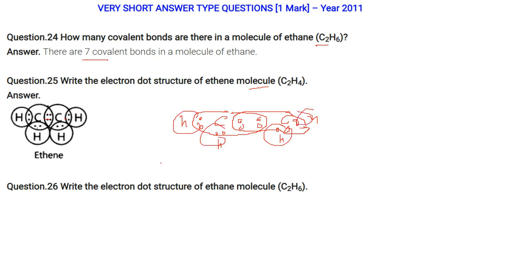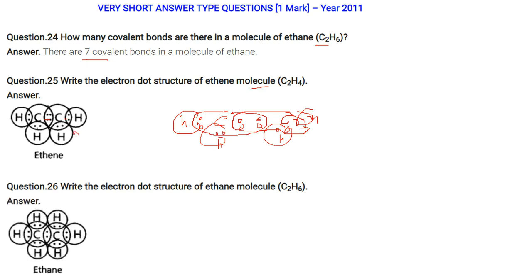Write the electron dot structure of ethane molecule C2H6. So exactly like this you have to make it. Just add 2 more H, and there will be a single bond between the carbons.